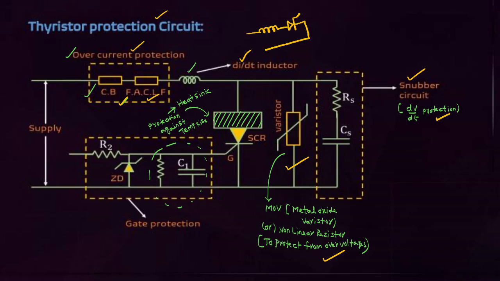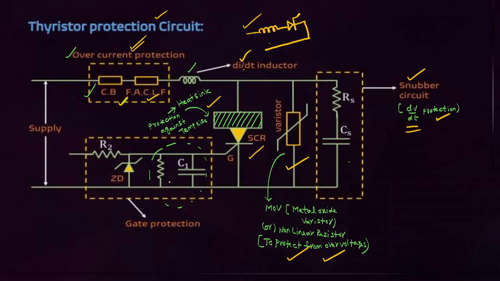For each element, you have to know for which purpose we use it. Heat sinks are used to protect the SCR from temperature rise. Snubber circuit for dV by dt protection. Metal oxide varistor, MOV, non-linear resistor. It is used for which protection? Over voltage protection. Di by dt protection, inductor in series with SCR. Snubber circuit is connected across the SCR, but inductor is connected in series with SCR. Circuit breaker and fast acting current limiting fuse are used for overcurrent protection.